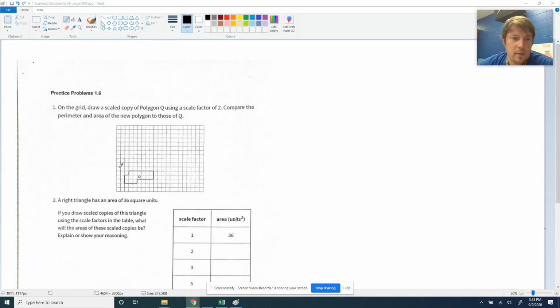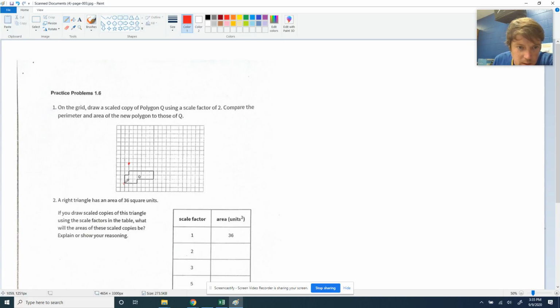On the grid, we have a scaled copy of polygon Q using a scale factor of 2. Compare the perimeter and area of the new polygon to those of Q. So we have to make a scaled copy of Q, and it has to be a factor of 2. That means every side on this shape has to get doubled. So let's do that. Let's start right here.